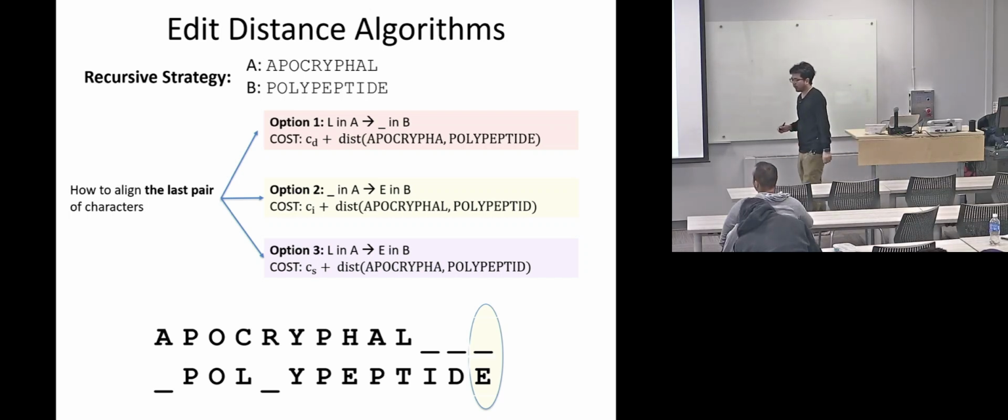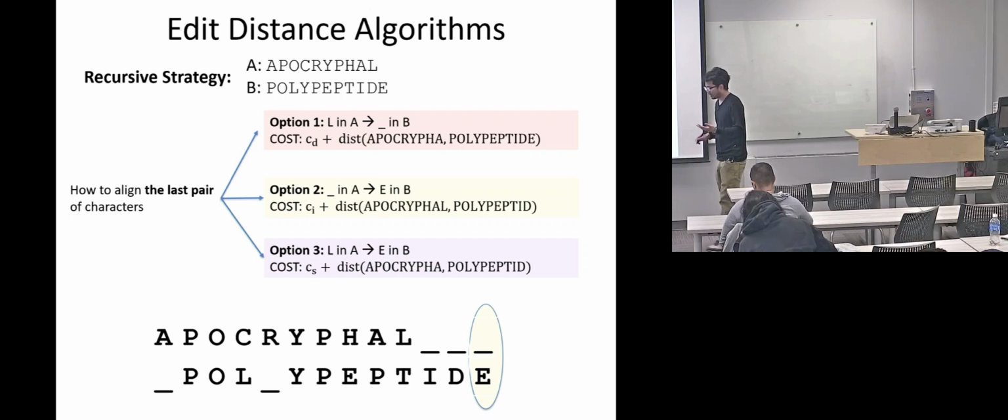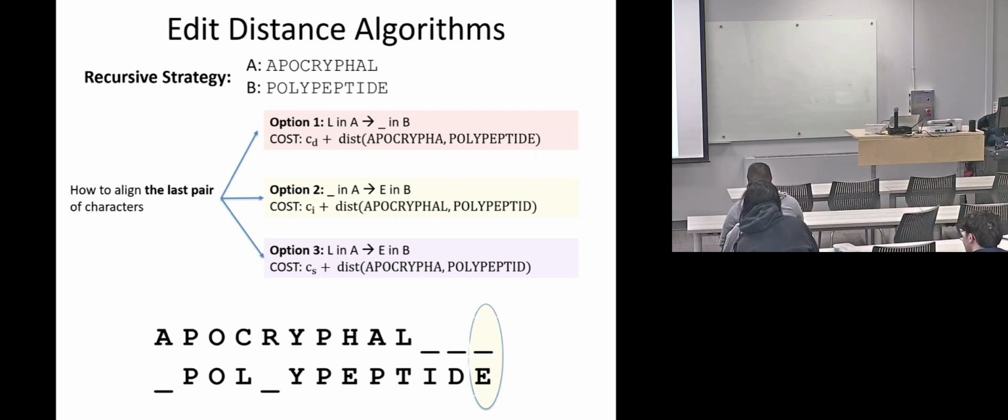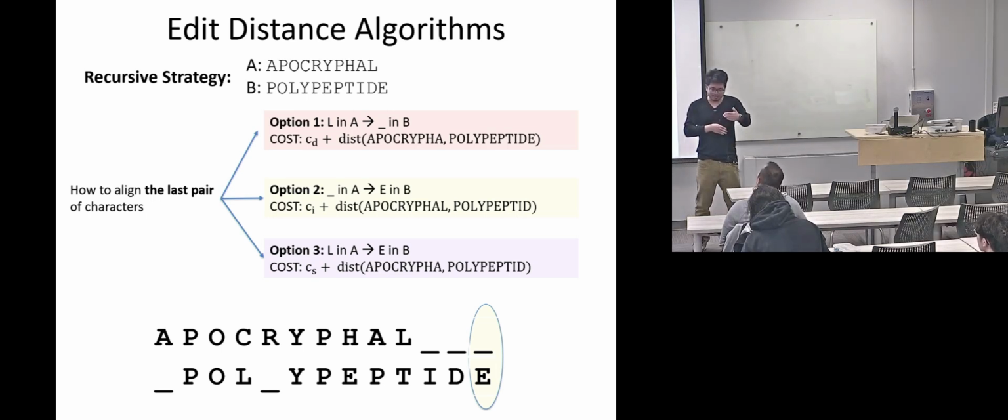If we want to try dynamic programming, the first thing we want to do is just try to think of recursion. That's the first thing. If you want to try dynamic programming, try a recursive strategy. What should be a recursive strategy here? Okay, if we have a distance problem, how can we recurse?